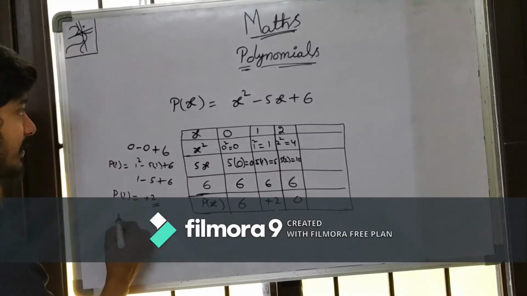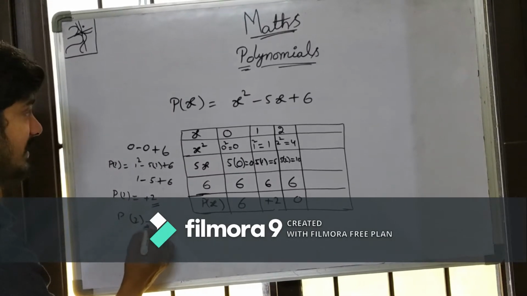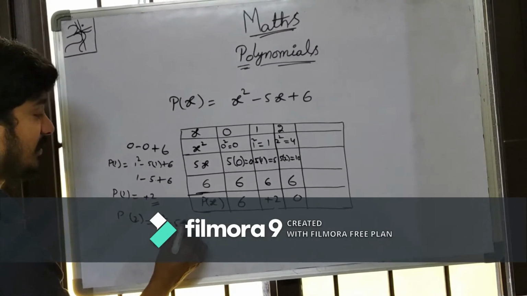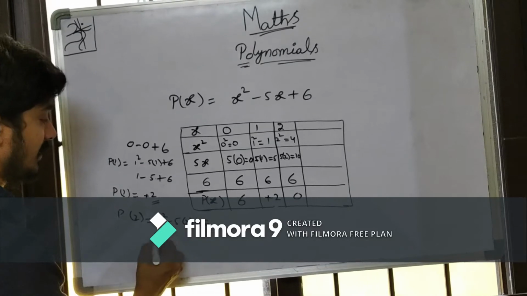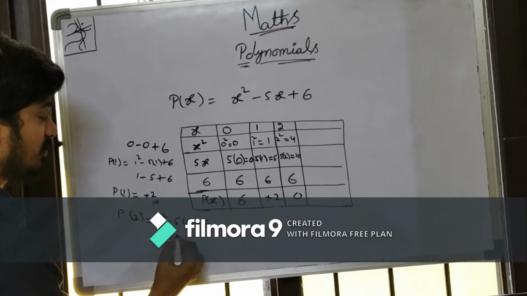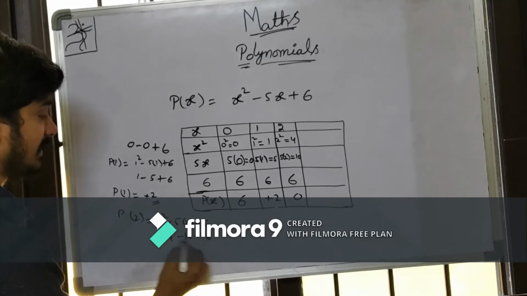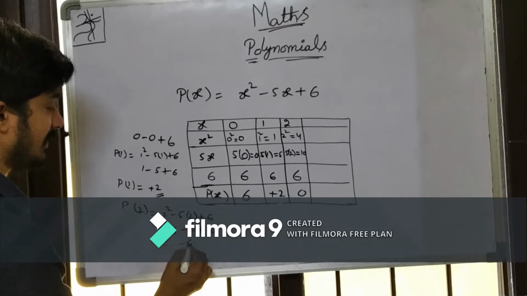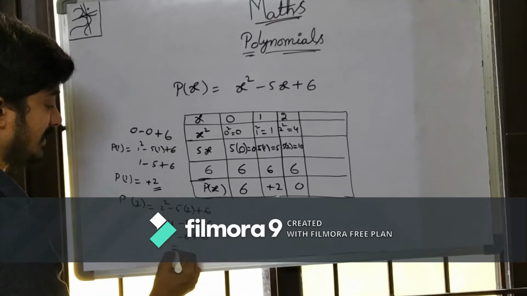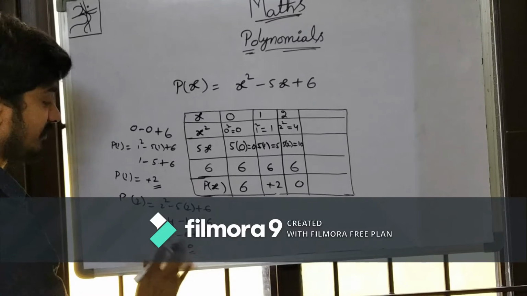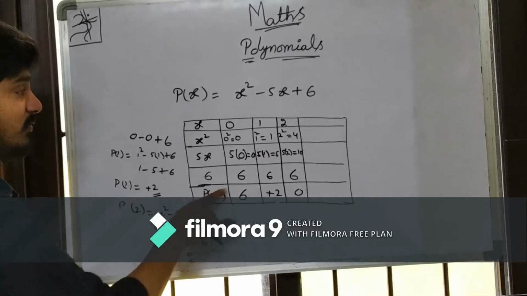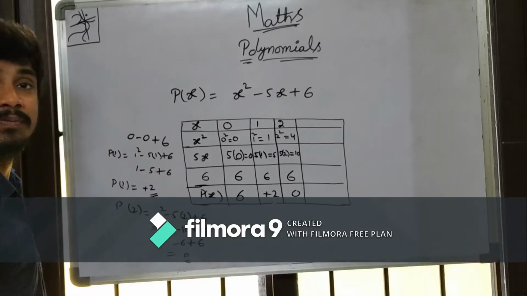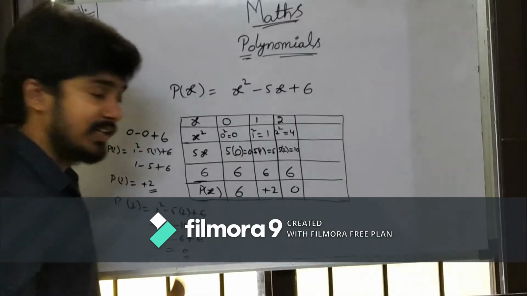P of 2 means 2 square minus 5 into 2 plus 6. 2 square value is 4, minus 5 into 2 is minus 10, plus 6. 4 minus 10 is minus 6, plus 6 is 0. So therefore p of 2 value is 0.